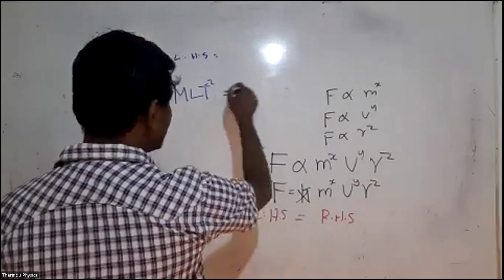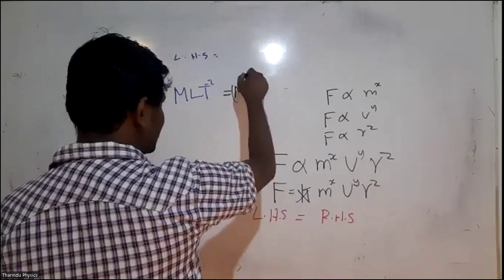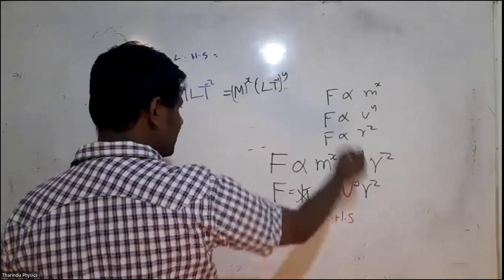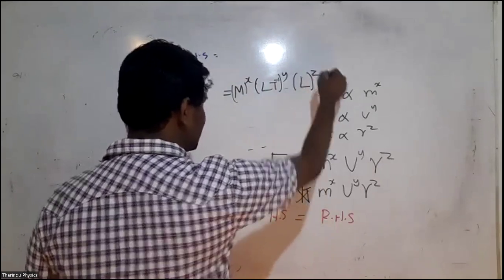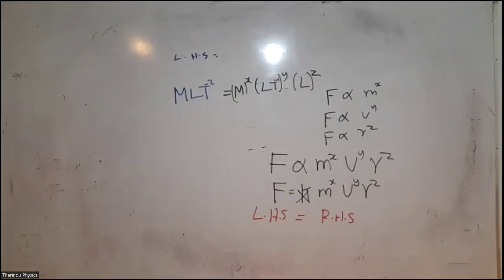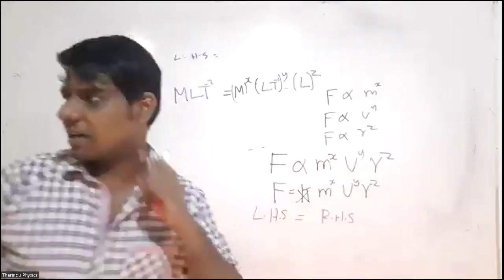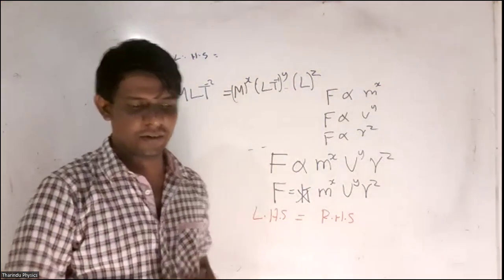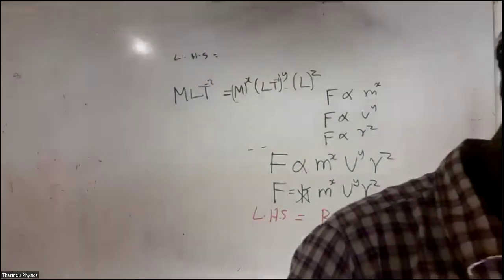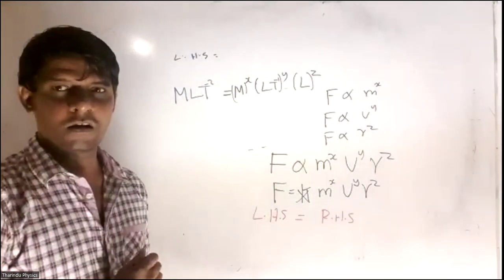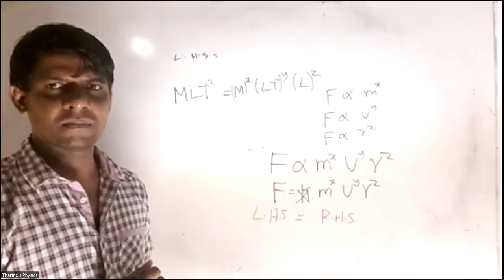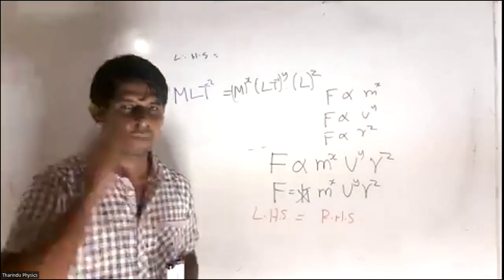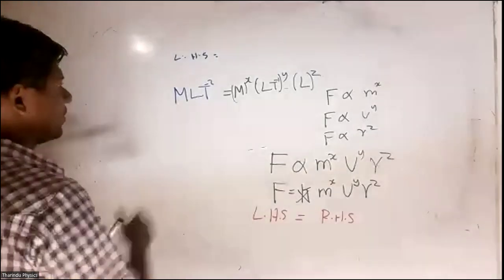K you are not going to consider. M to the power x, L T to the power minus 1 to the power y, R is radius, L to the power z. Okay. Now it is without any glare. Have a good look at it now.